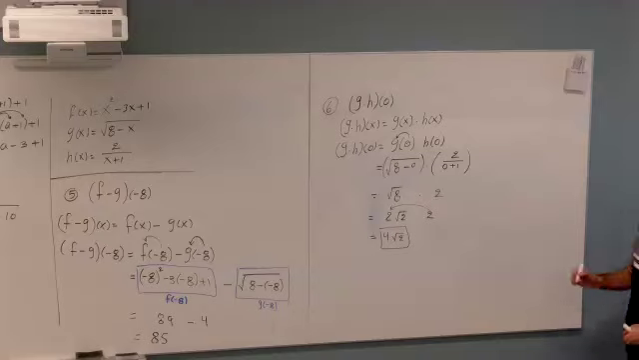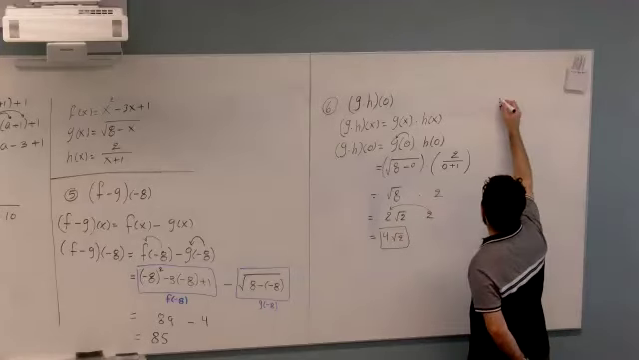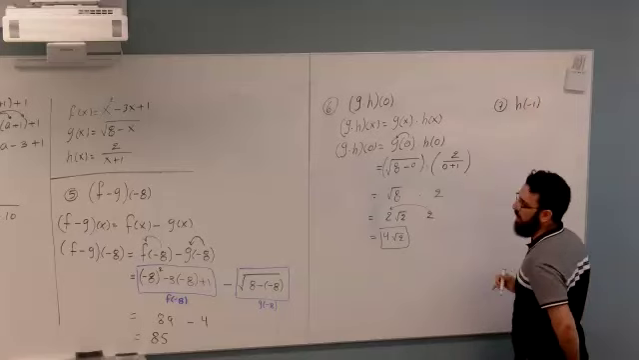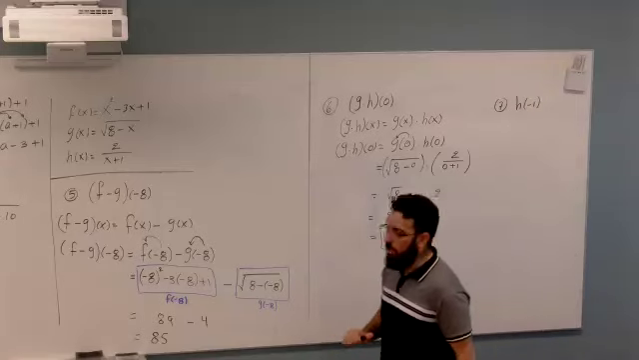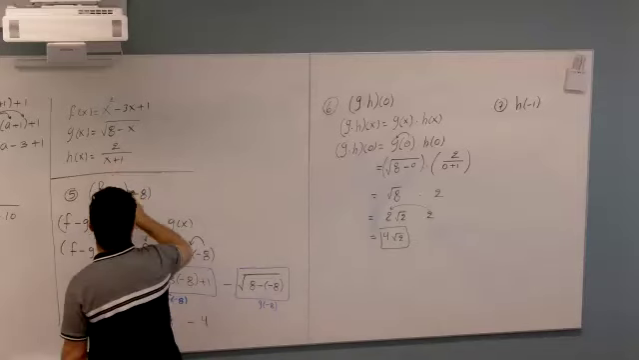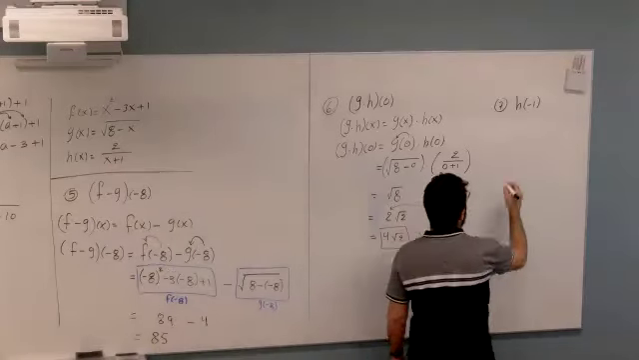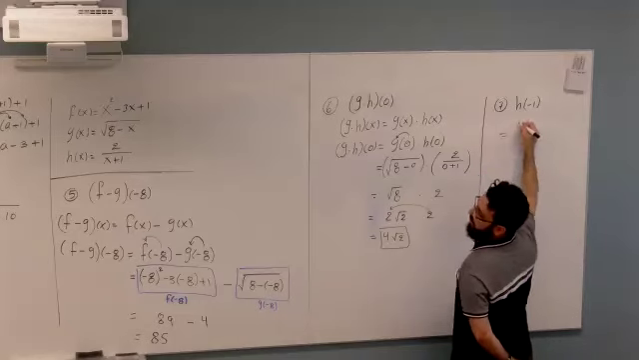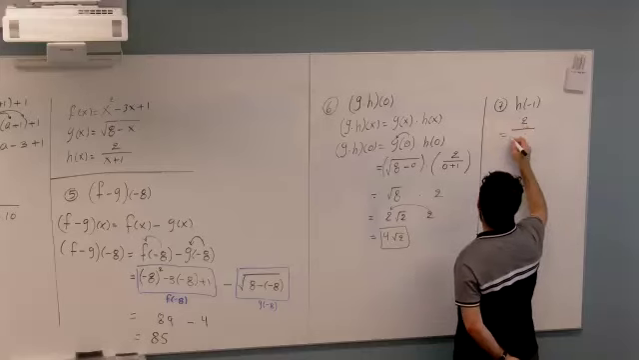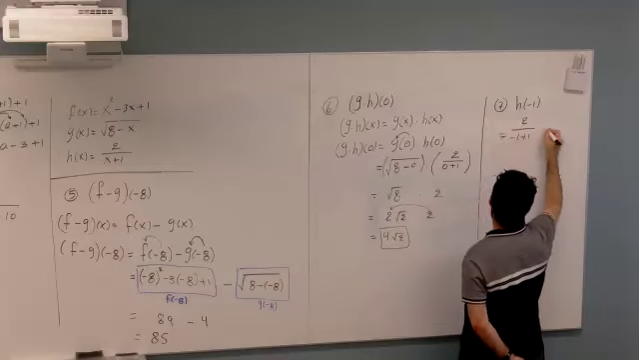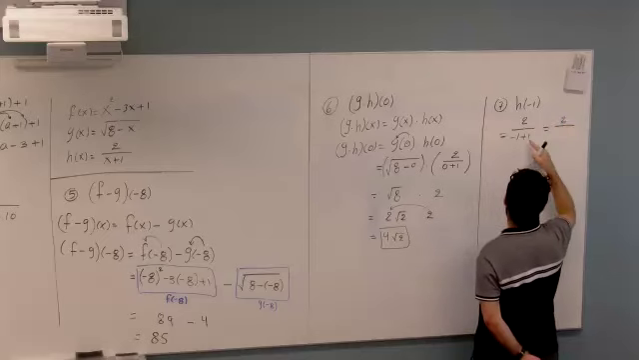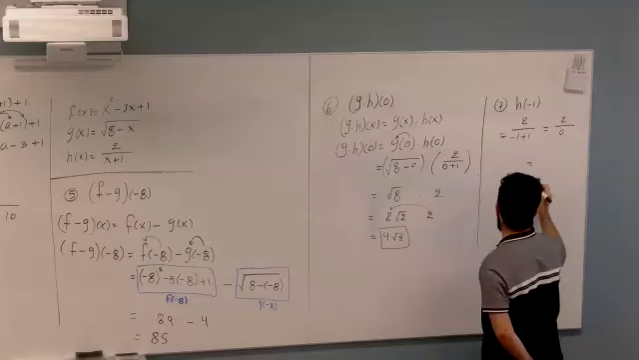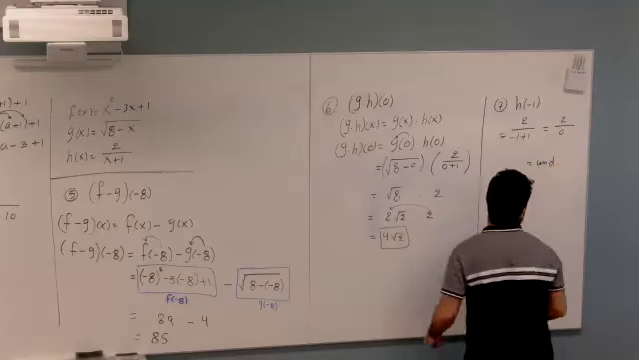Number 7. They ask you to find h of negative 1. Here's the h. I'm going to plug in negative 1 instead of x, which is 2 over negative 1 plus 1, which is 2 over 0. So what's the result? Undefined. That's it.